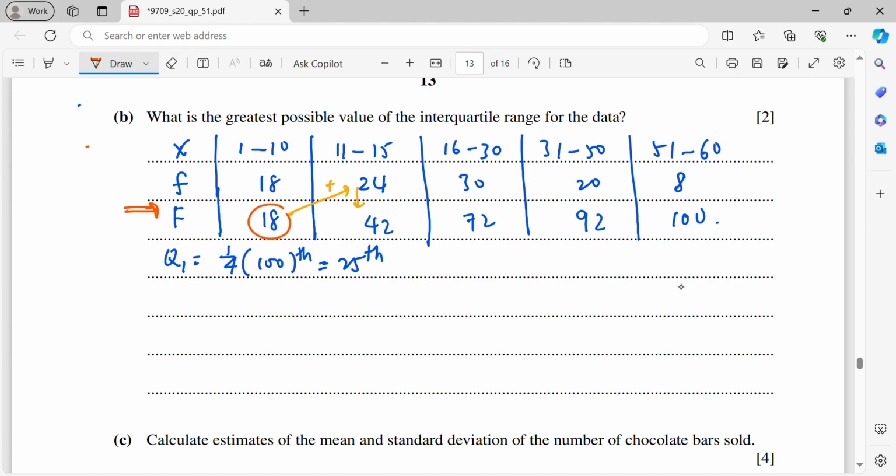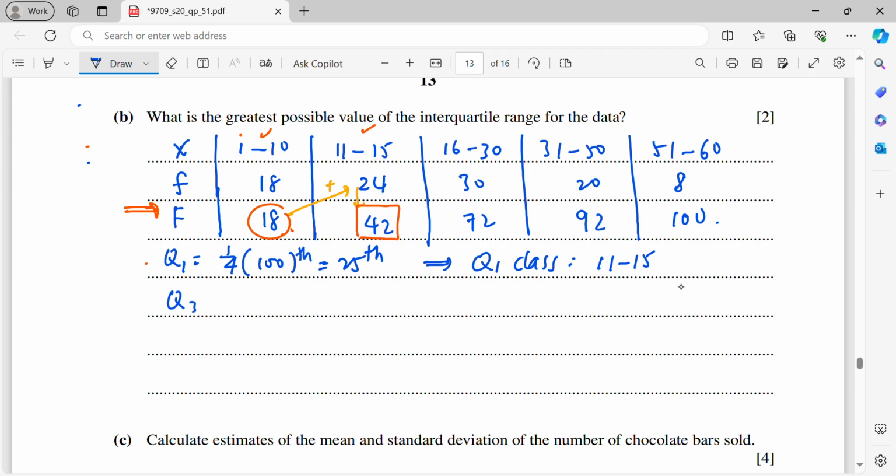This 18 means data 1 to 18 will be in the first class. Then the next value is 42. This 42 means that the second class, which is 11 to 15, will contain data number 19 to 42. And now since our Q1 is data number 25, therefore my Q1 will be in the second class. So I will write Q1 class is 11 to 15.